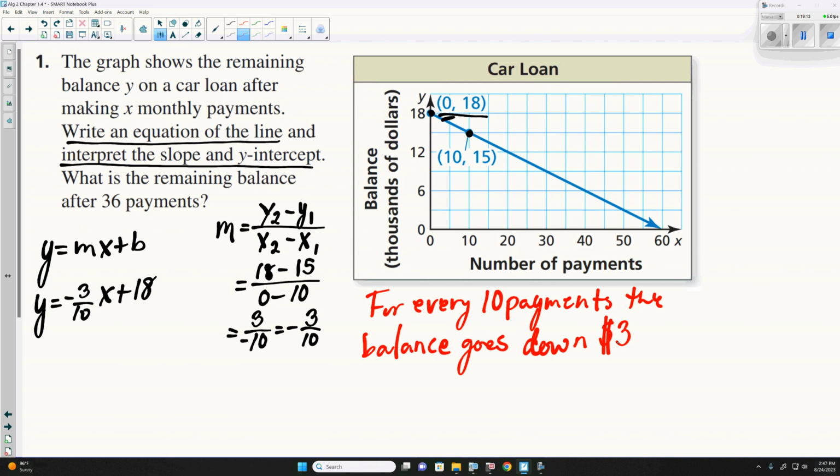What is our balance? It gives us a little more information on the graph, doesn't it? Thousands of dollars, which means for every 10 payments, the balance goes down not 3, but exactly $3,000. When we're interpreting the slope, it is in context of this problem. So for every 10 payments, it's going down $3,000. Now we could have said for every payment, the balance goes down not 3,000, but 300.